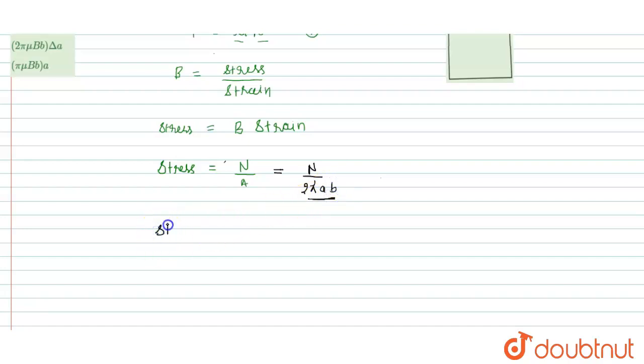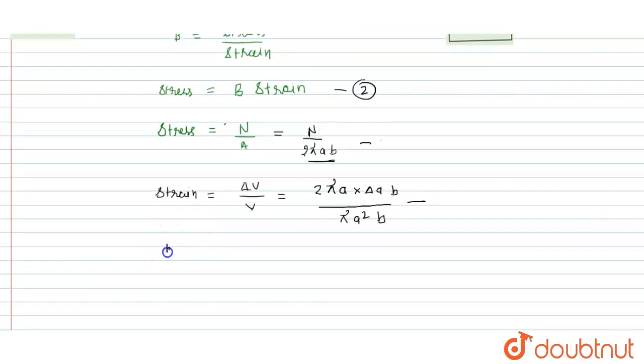And strain is equal to change in volume upon original volume, which is equal to 2 pi A cross del A into b upon pi A square b. So putting this in equation 2, we get N upon 2 pi A b is equal to B times 2 pi A cross del A b upon pi A square b.